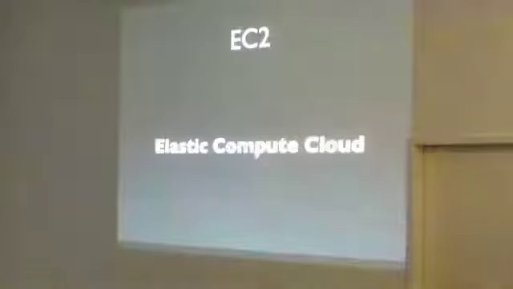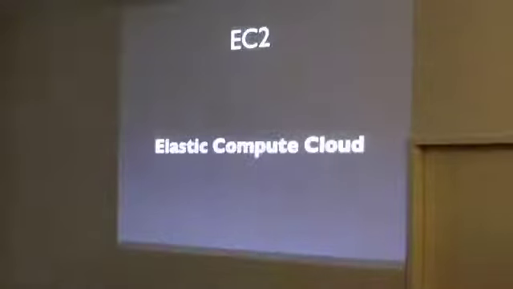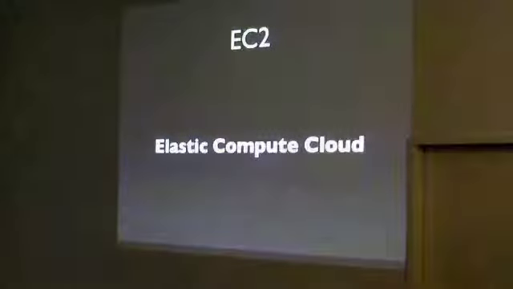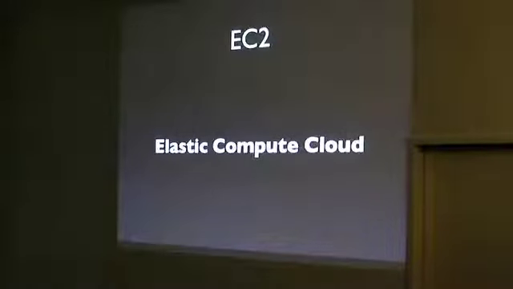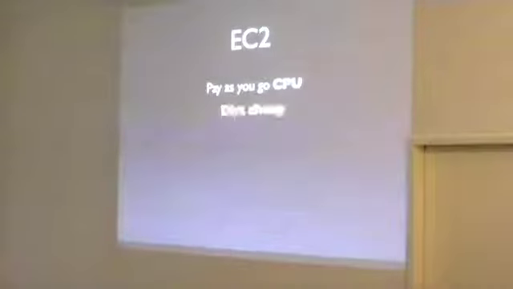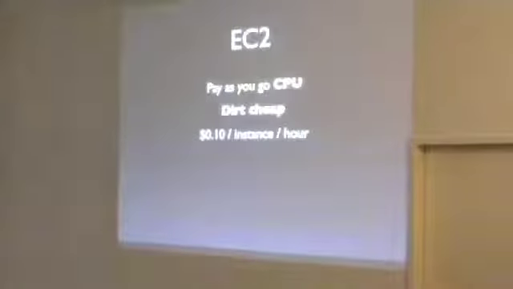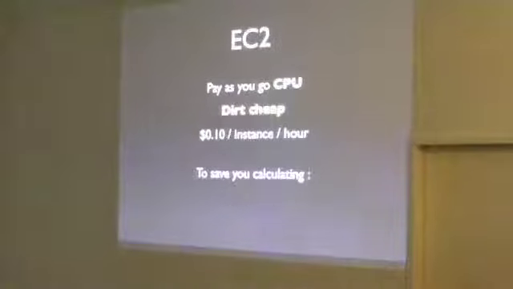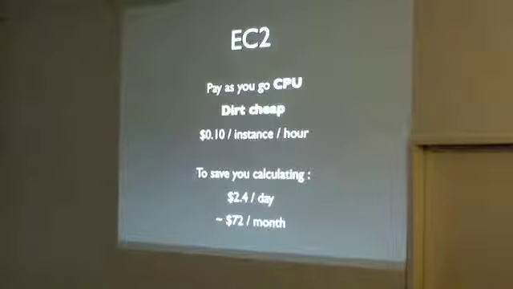So let's move on to EC2, the Elastic Compute Cloud. Don't get hung up on the name, but it's interesting to remember because it actually tells you a lot. Essentially pay-as-you-go CPU, so we've seen storage, we've seen messaging, we are now at CPU. Again, in Amazon's tradition, it's dirt cheap, runs you 10 cents per instance per hour. So if we're calculating, that's $2.4 per day, or roughly $72 per month if you were to keep your instances up and running 24/7 for a month.